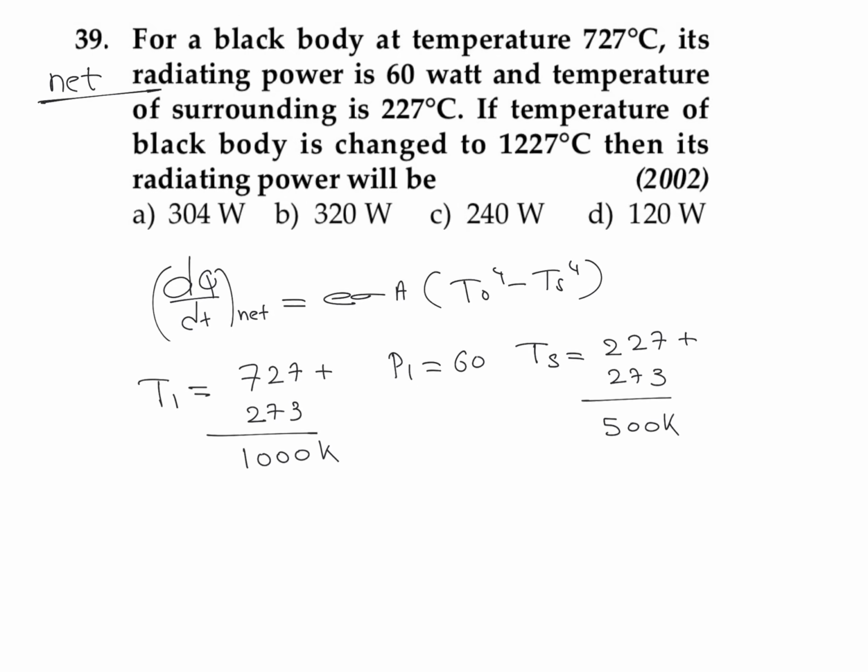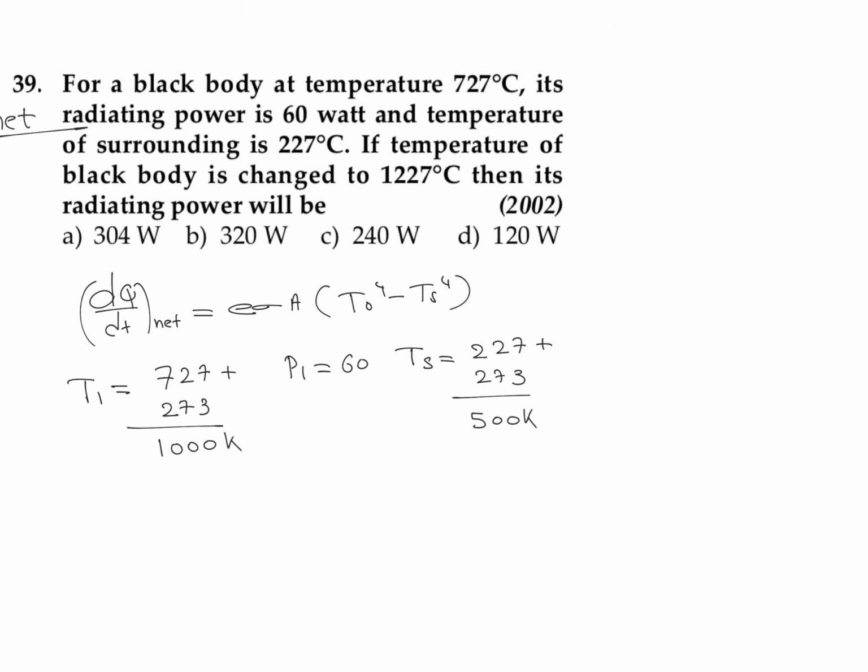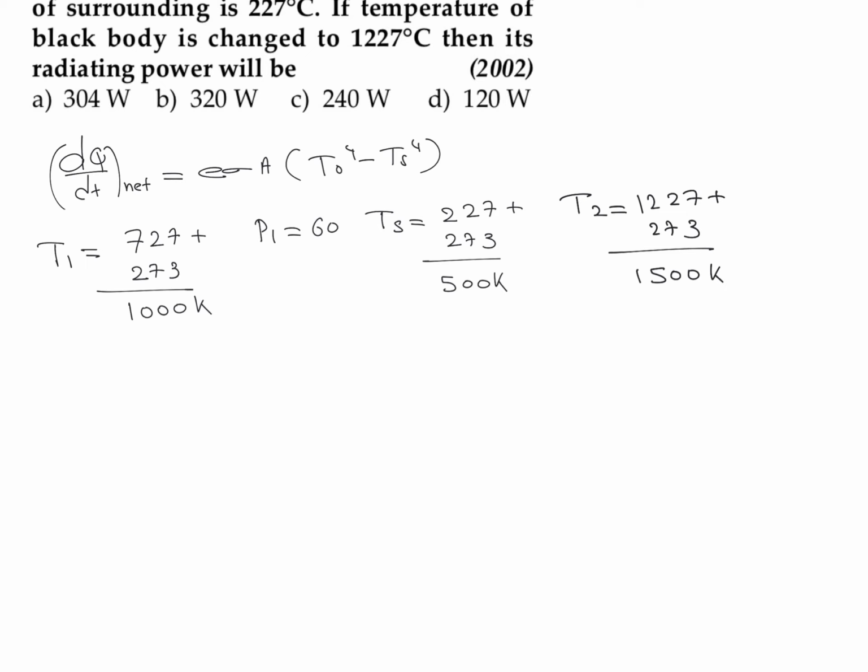Now the temperature of the black body is changed to 1227, so the temperature in the second situation is 1227 plus 273. Again we need to convert into the Kelvin scale, so we get 1500 Kelvin. Then what will its radiating power be? Here we compare the radiating power in the first and second situations. The power is directly proportional to the temperature of the object raised to 4 minus the temperature of the surrounding raised to 4.